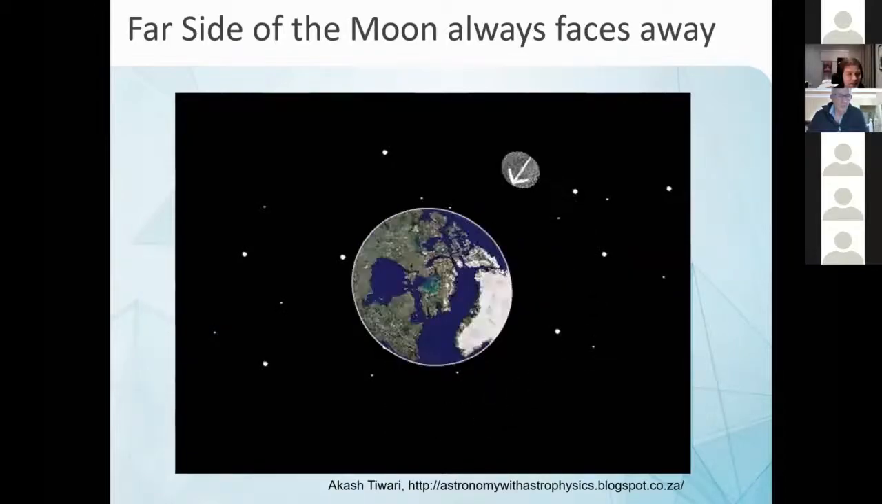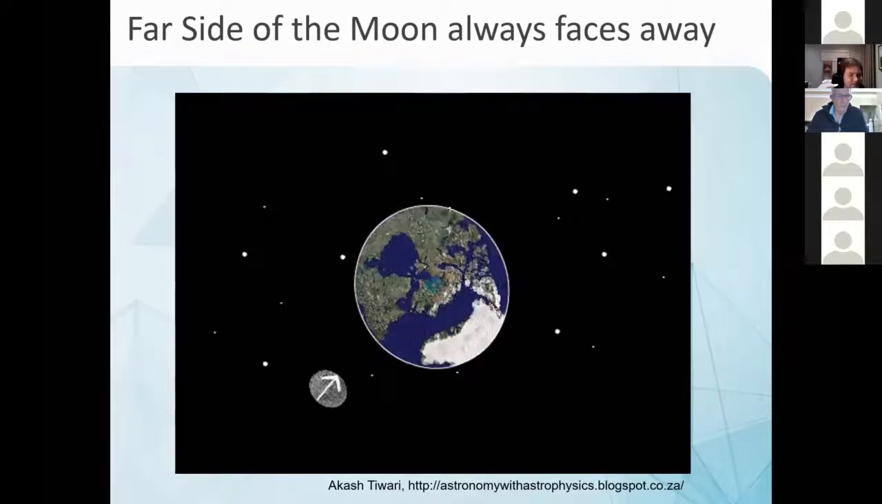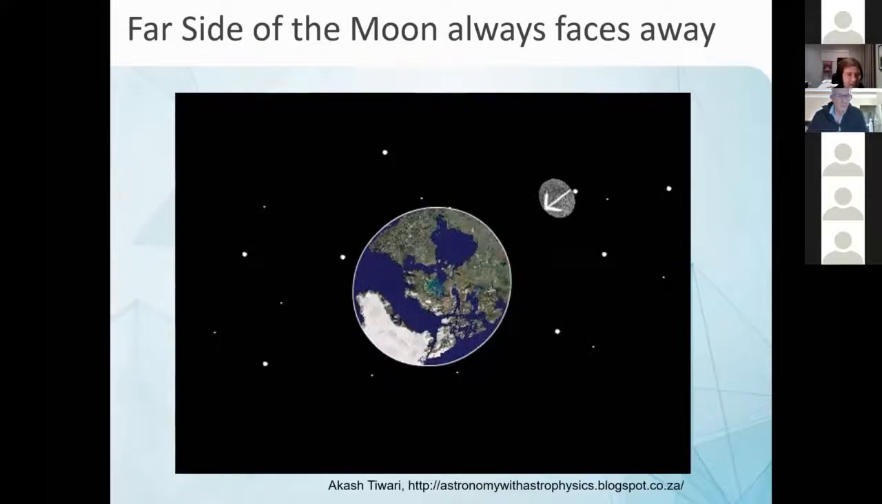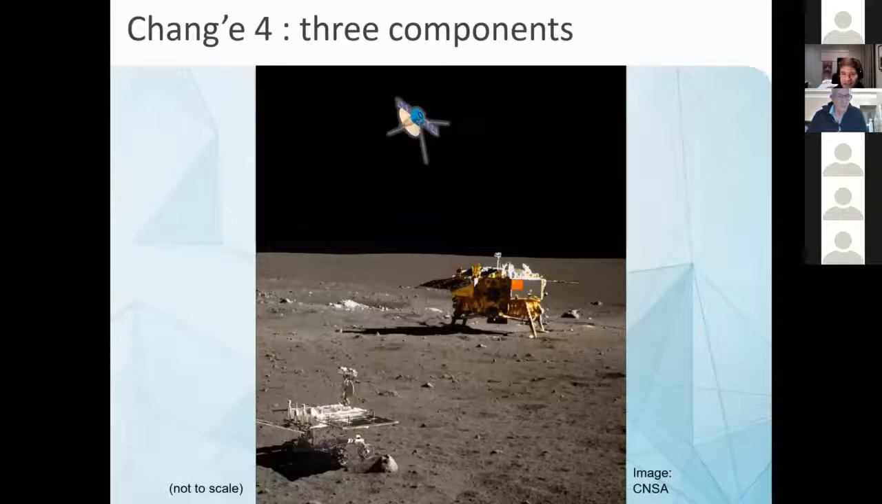So the problem is when you land your little spaceship on the far side of the moon, you basically have no direct line of sight to the surface of the Earth ever. And to overcome this problem, they decided for Chang'e 4, they are going to add a third component, and that is this relay satellite that is basically going to bounce the signal from the lander via the satellite to Earth.